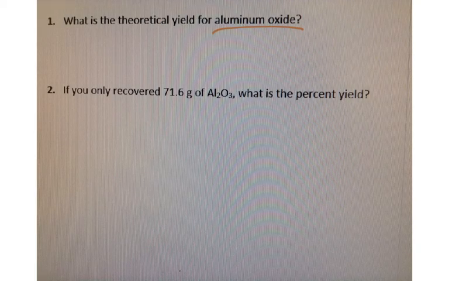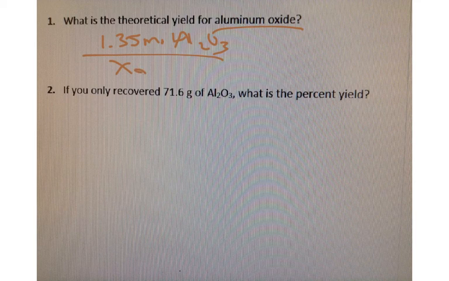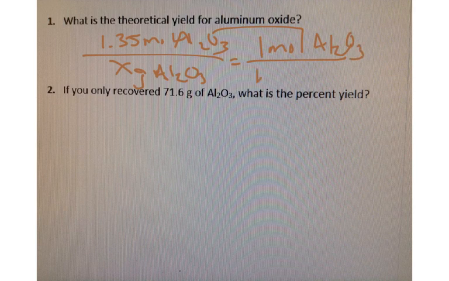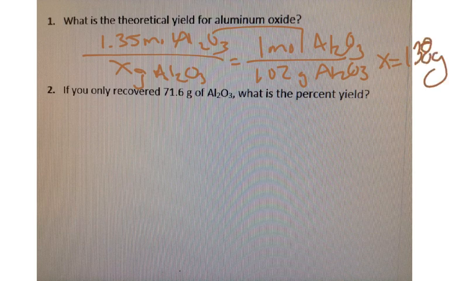So when it says what is the theoretical yield, I'm going to convert into grams. And so I'm going to do 1.35 moles of aluminum oxide over X grams of aluminum oxide. And that is proportionally equal to its molar mass, so it's 1 mole of aluminum oxide over 102 grams of aluminum oxide. When we cross multiply this, we get, ideally, because I used my BCA chart to solve this, I should produce 138 grams. Rounded to the right number of sig figs, you should get 140 grams.